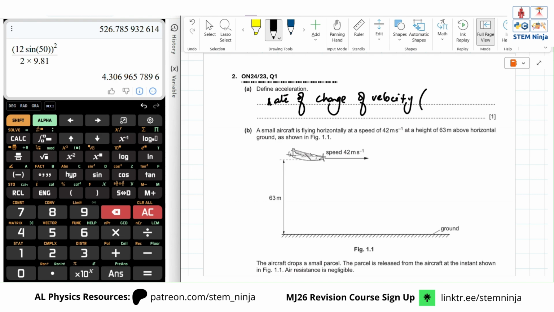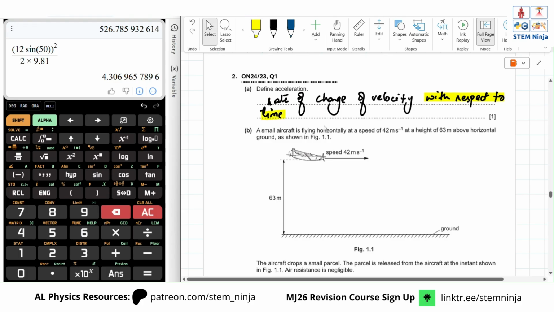Although this is the minimum requirement, you could add "with respect to time". With respect to time does not take away the meaning from it, but it just means that the ratio that we are talking about in the word rate is with time.